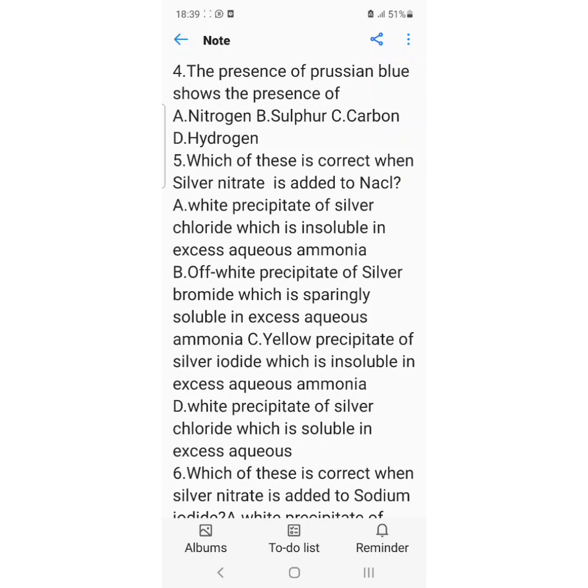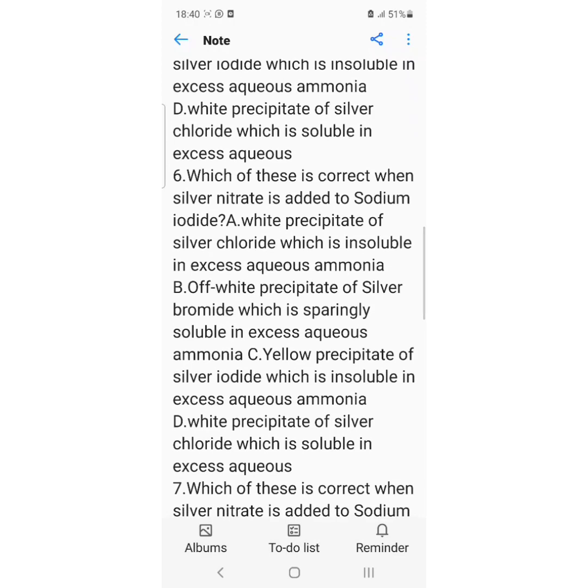Please, when silver nitrate is added to sodium chloride, there is what? Liberation of white precipitate of silver chloride, which is soluble in excess ammonia. So the answer is what? D.